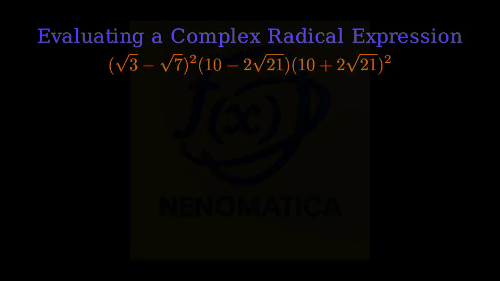Welcome to our math video. Today we'll solve a complex expression step by step. Let's look at the problem. We need to evaluate the following expression, the square of the quantity square root of 3 minus square root of 7, multiplied by the quantity 10 minus 2 times the square root of 21, multiplied by the square of the quantity 10 plus 2 times the square root of 21.